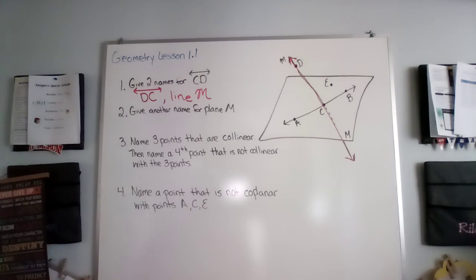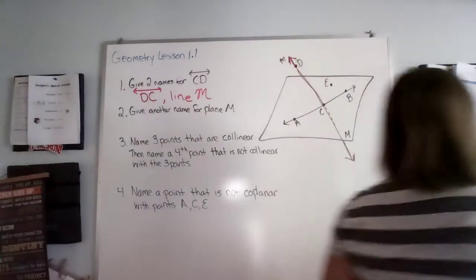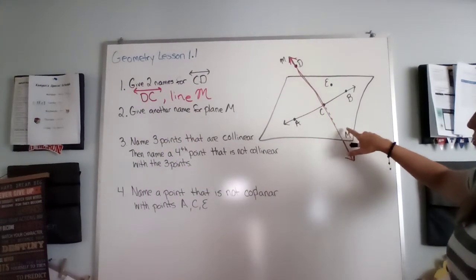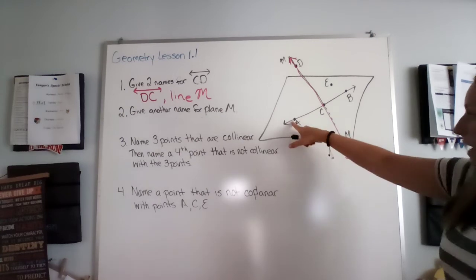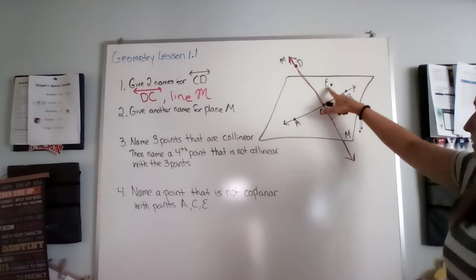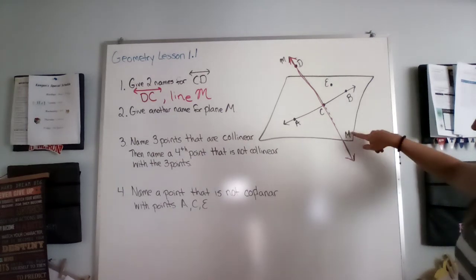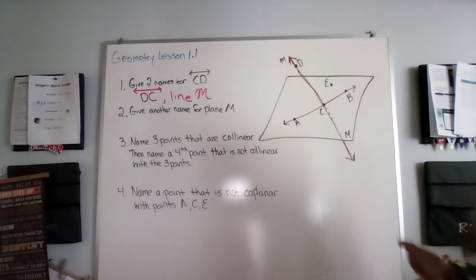Now it says, give another name for plane M. So if you notice in the corner down here, there's this letter, and note that there's no dot next to it. Like here I have point A, point C, point E, point B, because there's a dot next to it. But since this capital letter does not have a dot next to it, it's not a point, it's a letter just to name the plane.